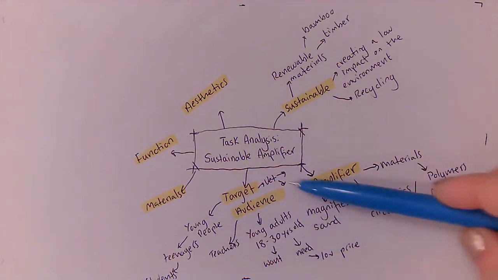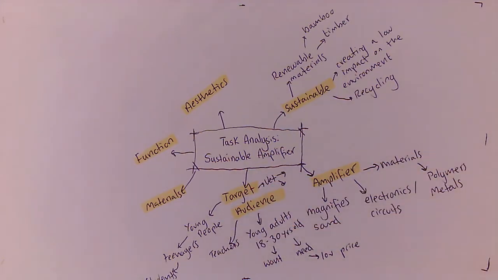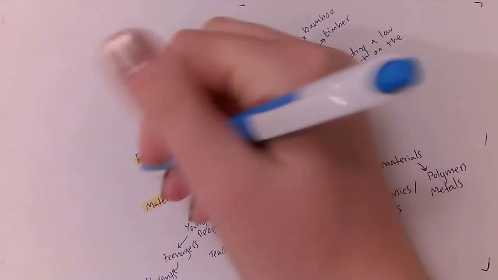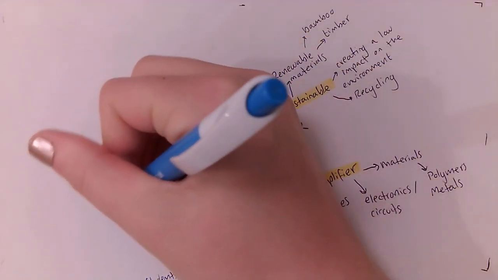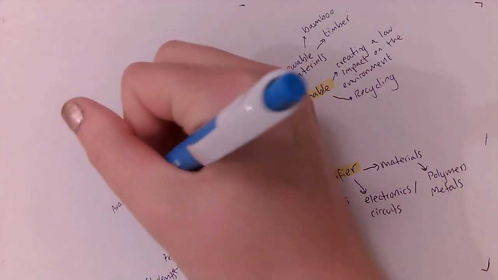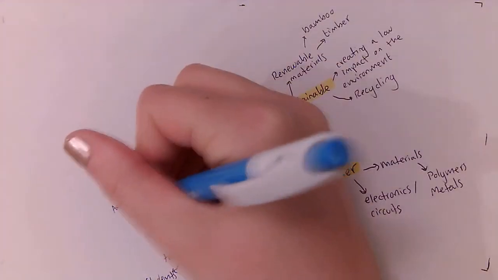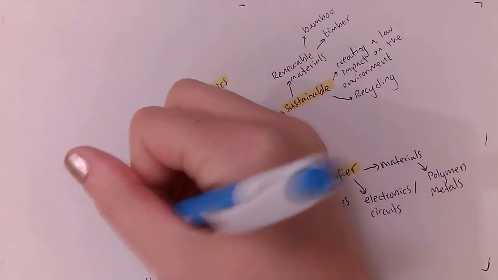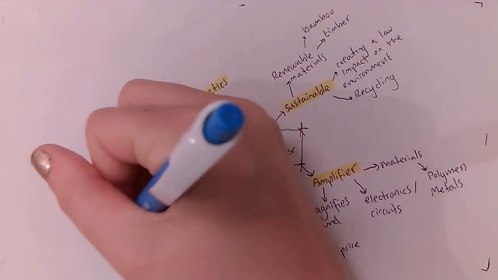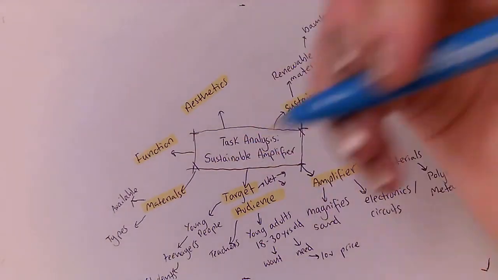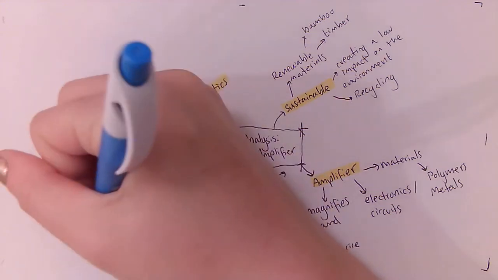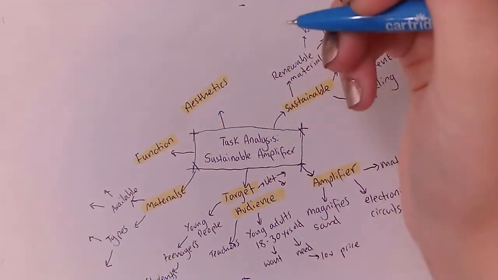So I'm going to stop there with target audience. I'm going to briefly discuss materials. So when we're talking about materials, you need to consider what materials you have available. So the materials you can actually access and you can actually use to manufacture a product. You can think about the different types or categories. So again, timbers, metals, polymers. And you can just start stating what these are.